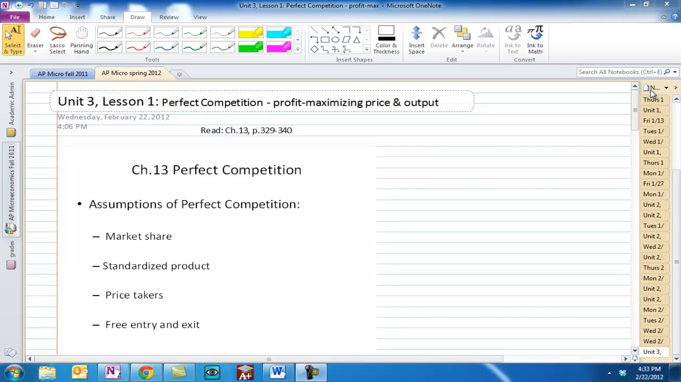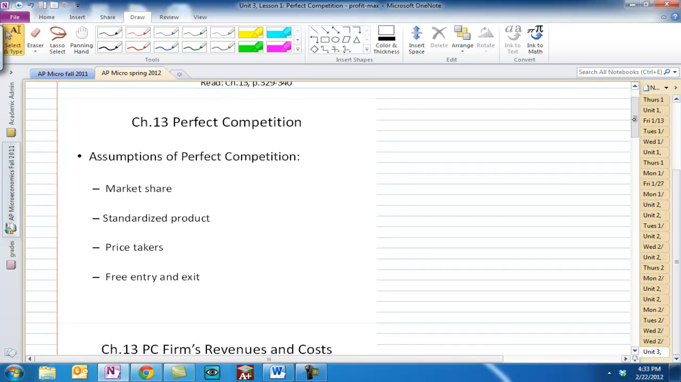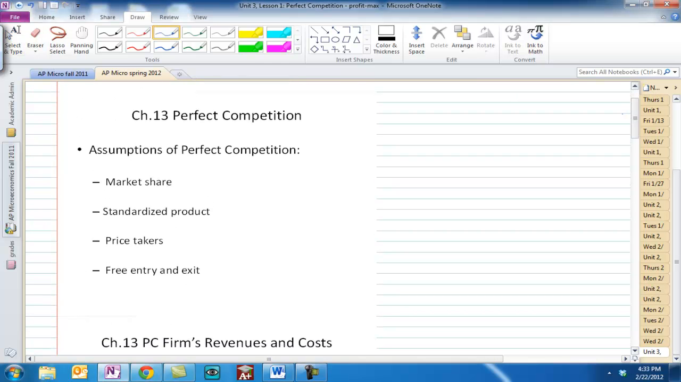All right, welcome to Unit 3, Lesson 1, beginning of our study of perfect competition. This brings us to really the heart of the AP Microeconomics curriculum, so I'm excited to get it started with you. In class, we started off by talking about the assumptions of what makes a market perfectly competitive.